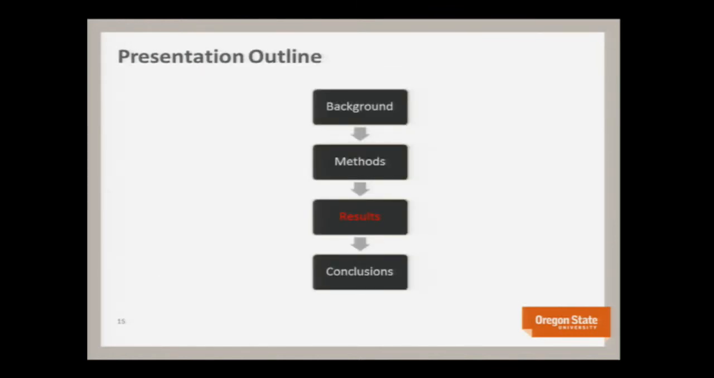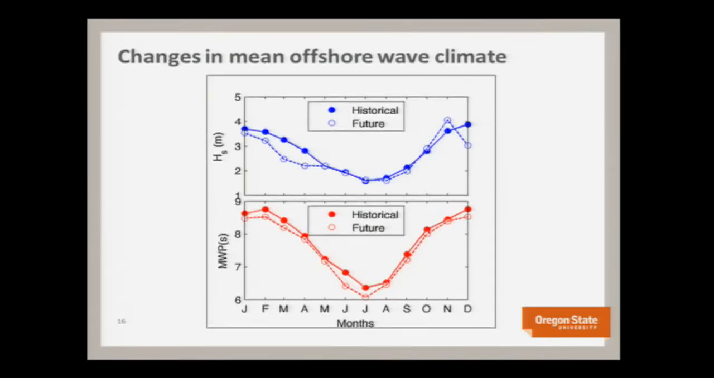Okay, so a few words about what we found. A couple of things. These are a couple of slides on changes to mean variables. So this is looking at the offshore wave climate, and here we're looking at the significant wave height and the mean wave period. In the blue, we see the historical. Again, this is kind of what we expect for the Pacific Northwest: very large waves in the wintertime, much smaller in summer.